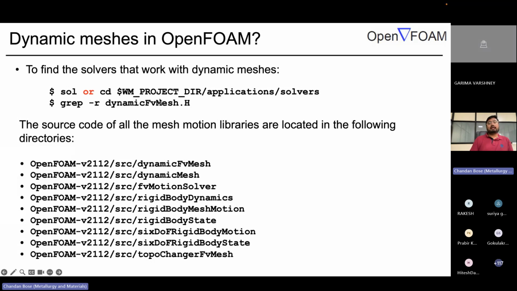And if you put this command, you just grep the dynamicFvMesh.H, which is the header file for most of the dynamic mesh motion solvers. It will show you this kind of results, and this kind of solvers which use dynamic mesh motion. However, as I said, this dynamic meshing strategy is not dependent on any physical model, right?